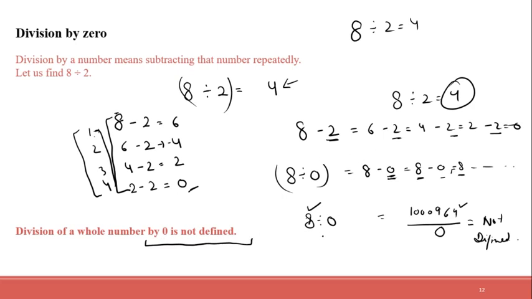Got it? So if someone asks you this question, 23974 divided by 0, what will be the answer? Not defined. Got it? That means there is no defined outcome of this question. Okay, I hope you got this concept.